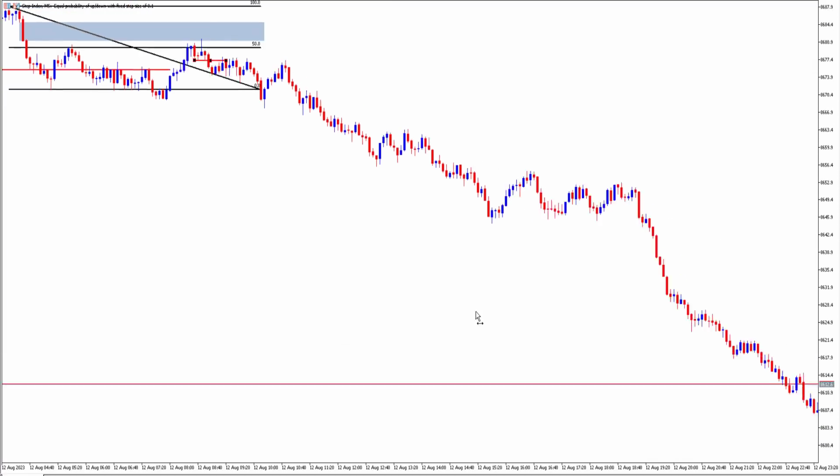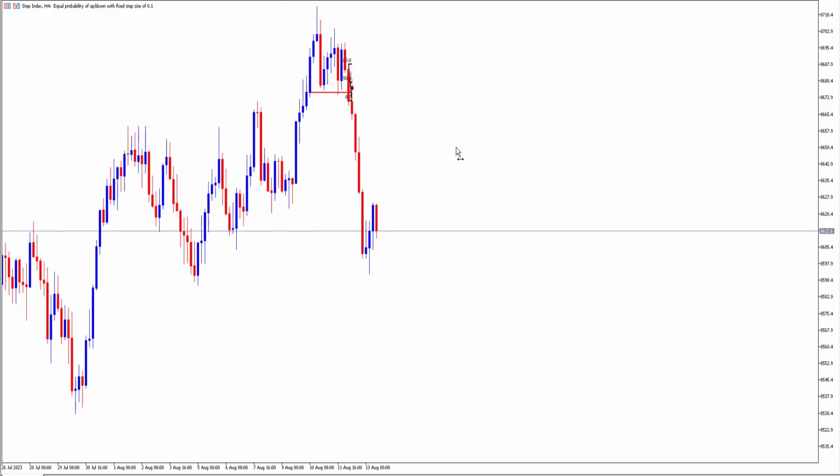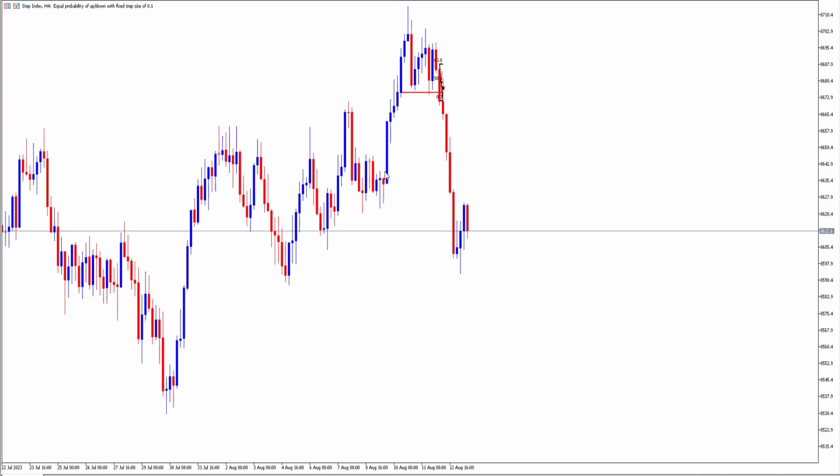All these areas were entries, but from the 4-hour time frame, from here I got out when I saw this entry here. I think it was here that I got out, somewhere around here. I got out from there. So this is how I trade this.